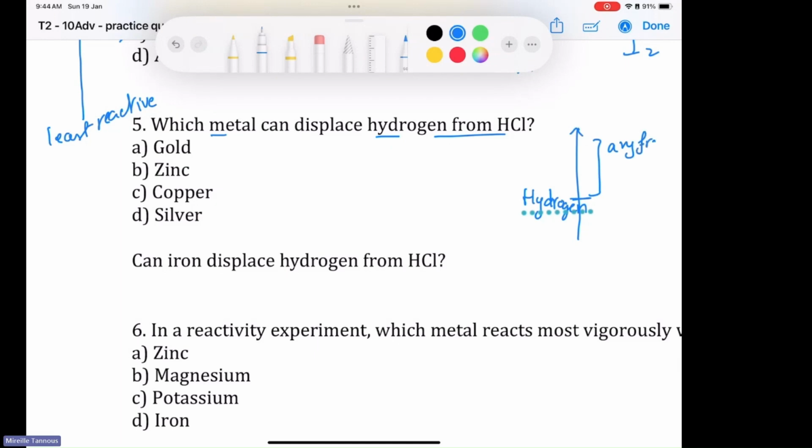Any from this list can react, but anything from down cannot. And in this one, gold is below hydrogen, copper and silver below hydrogen, zinc is the one that will react. Again, you are not supposed to memorize. This is given to you. Okay? Next.